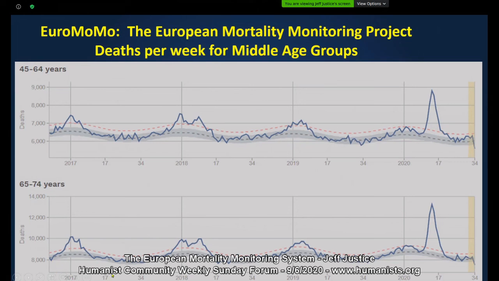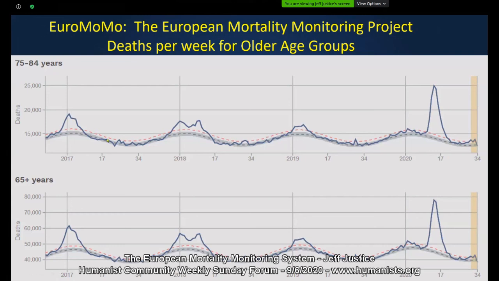by the way, the scales have changed here. So the average deaths for this age group is 6,500 per week. Now we're still at 6,500 per week, but the COVID epidemic spikes the number of deaths by 6,000 per week for this age group. And then going even further, by the time you get up to 75 to 84-year-old, now the COVID epidemic goes from 15,000 per week normal death up to 25,000 at the peak.